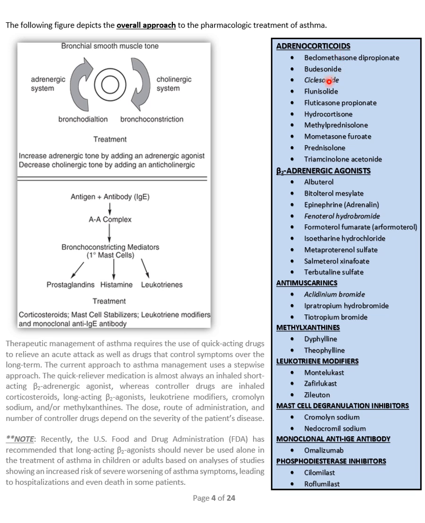So we have the adrenocorticoids, which are corticosteroids, and then we have the beta-2 agonists, which are adrenergic. We have antimuscarinics, which are anticholinergic, and then we have the xanthines, which actually cause bronchodilation, and then we have leukotriene modifiers, like we mentioned here, mast cell degranulation inhibitors, which is another name for mast cell stabilizers, and then we have the monoclonal anti-IgE antibody, and then finally the phosphodiesterase inhibitors, which cause smooth muscle relaxation and bronchodilation. So we'll visit all these. Okay.